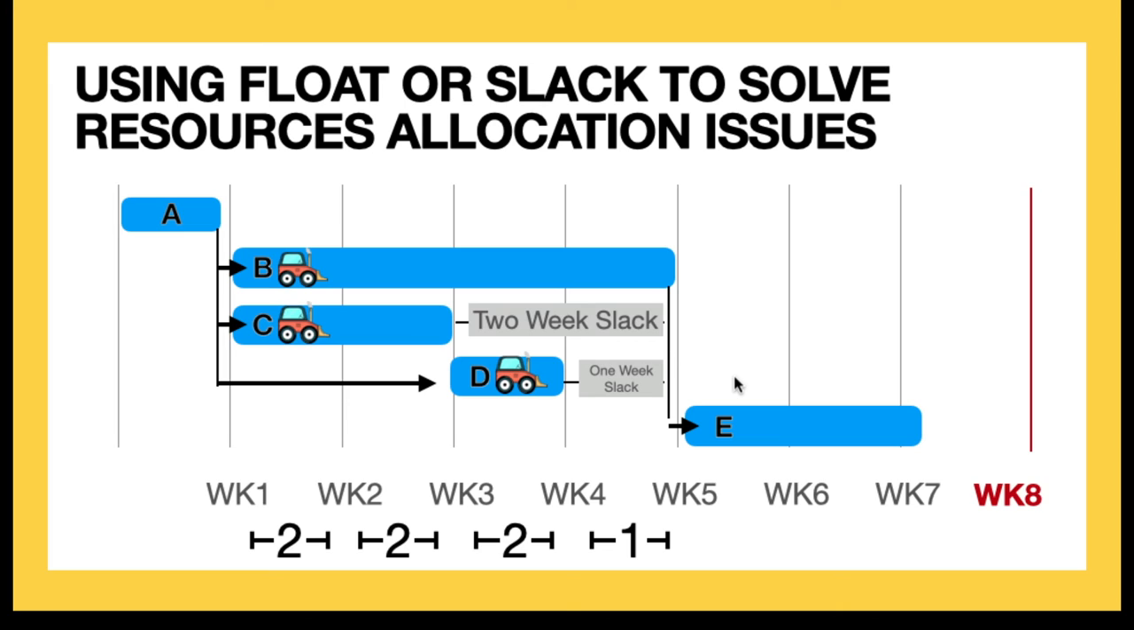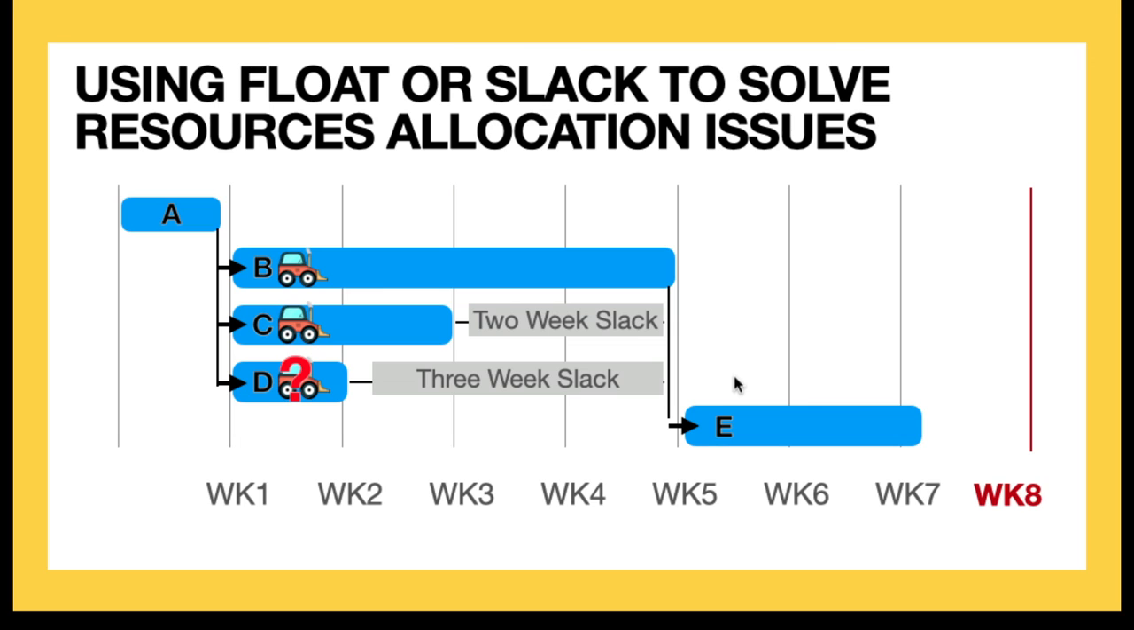So what we do is we sacrifice some of that slack and we push D to not start until week three. It now only has 1 week of slack, so we have burned up 2 weeks of slack by doing this. However, we can now get the work done with just the two earth movers that we happen to own or have in our possession. So in this way, slack is a resource we've been able to use. There's no increase in cost to our project, so that's pretty nice. So savvy project managers will use float or slack as a resource in order to solve these resource allocation problems without driving up the cost of the project.